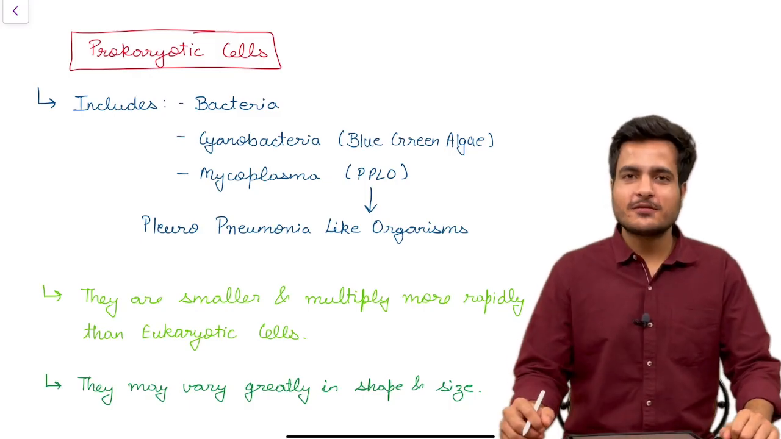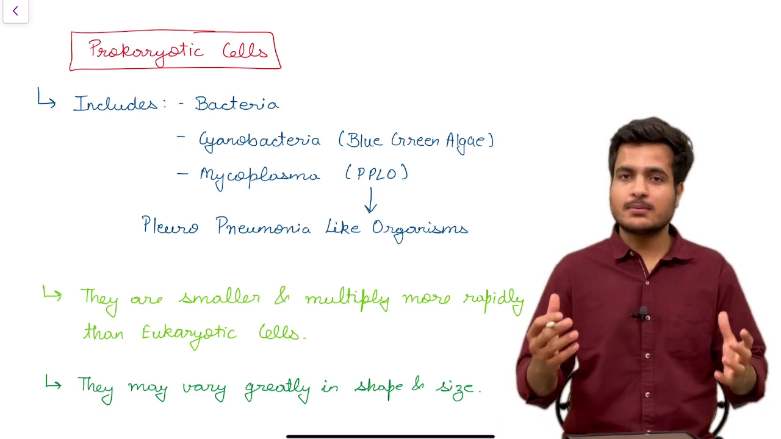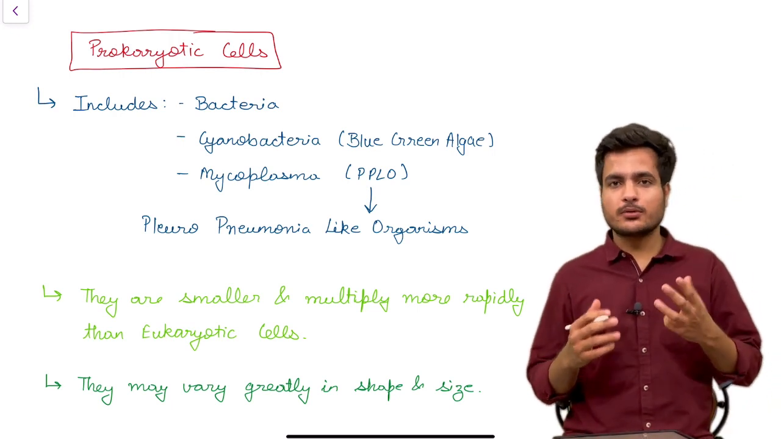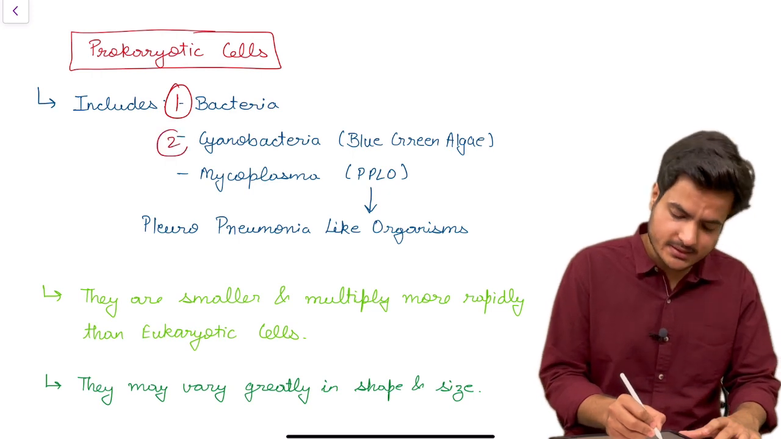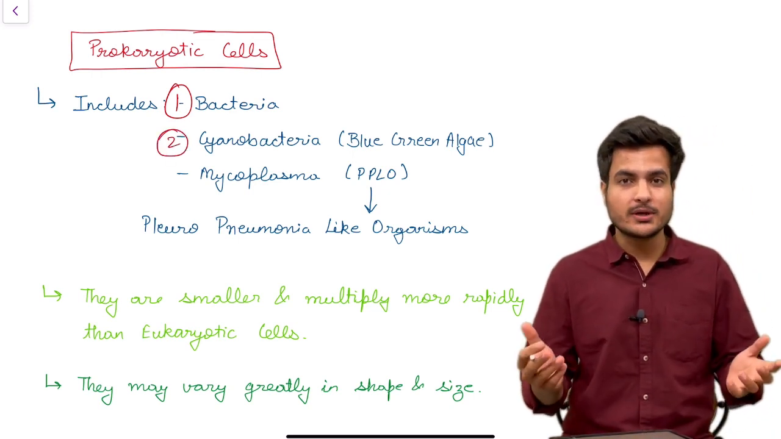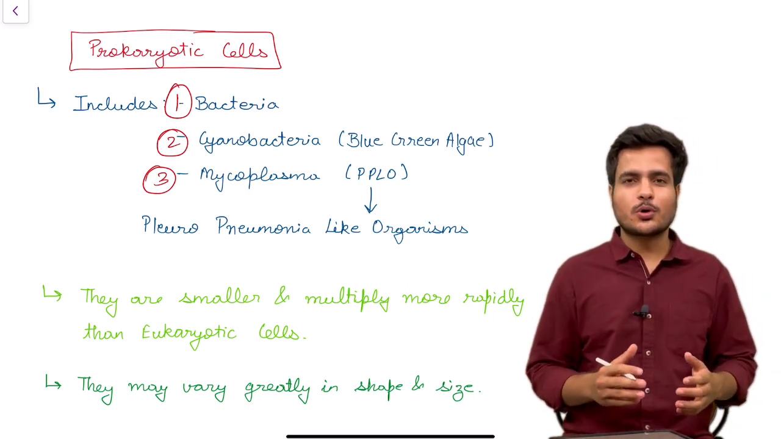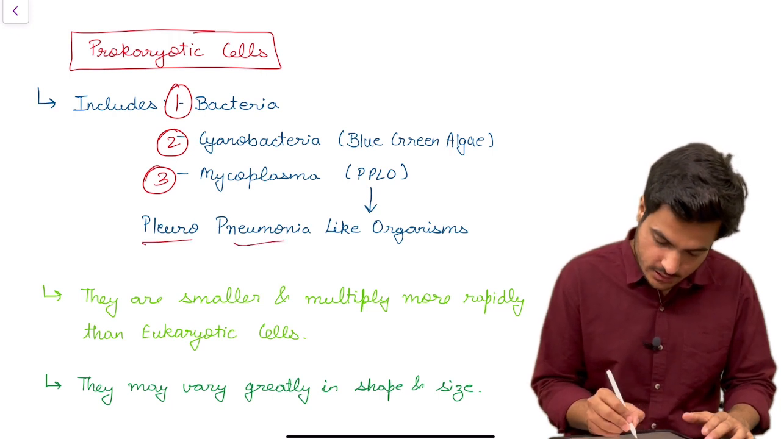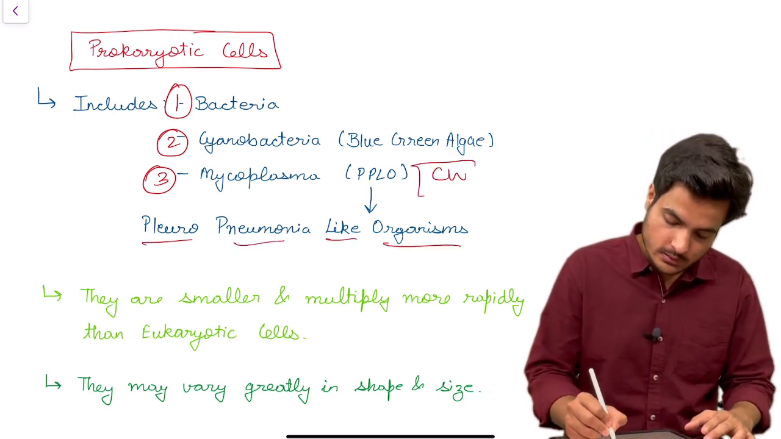Hello friends, in this video we'll be discussing prokaryotic cells, which is an extension of the cell biology discussion. Prokaryotic cells include three important groups of organisms. The first one is bacteria, the second one is cyanobacteria, which is also known as blue-green algae, and the third one is mycoplasma, which is also called PPLO, pleuropneumonia-like organisms. These are the smallest known organisms which lack a cell wall.